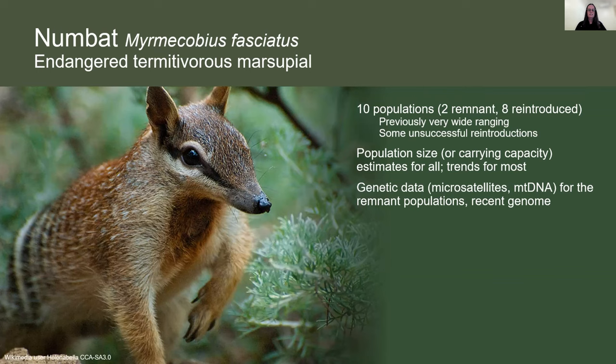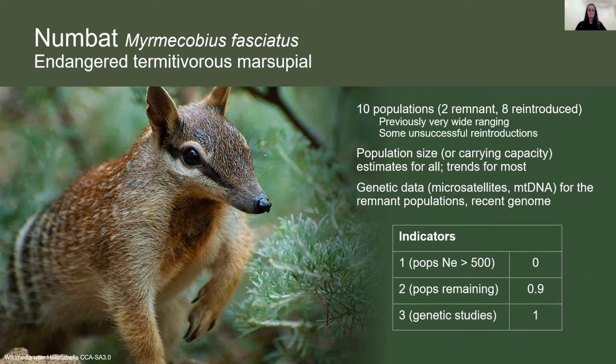So the indicators here are indicator 1, 0; indicator 2, populations remaining, 0.9; and indicator 3 gets 1 because genetic research is being conducted.